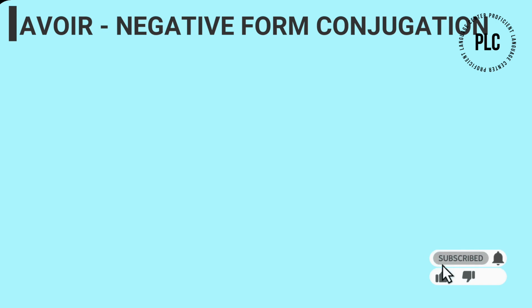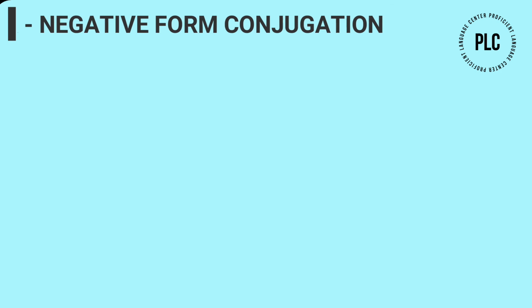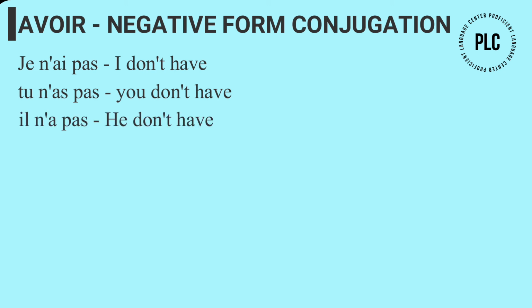Here you are saying I don't have. As you saw with je, when ne is followed by one of the vowels A, E, I, O, U, it becomes n apostrophe. Let's see the negative forms. Je n'ai pas. Tu n'as pas. Il n'a pas. Elle n'a pas.